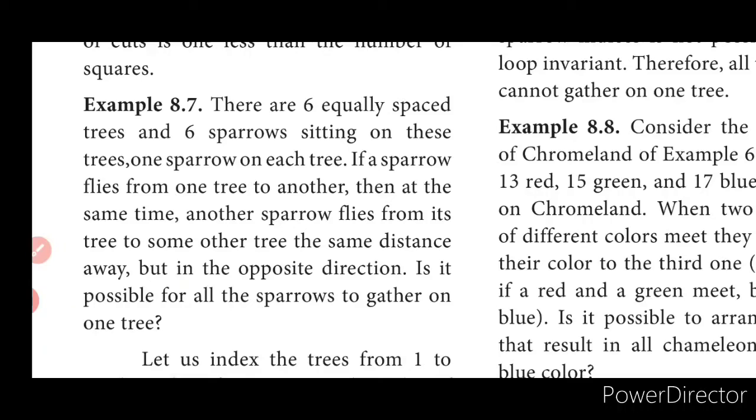Just imagine 6 trees are there, they are equally spaced. On each and every tree there is one sparrow. Let us consider it like this. What happens is, in the opposite direction all the birds are flying. And do remember, all the trees are of equal distance. Right? Let us consider it in a circular manner even. So every bird has to fly such that they will reach the same tree at the same time.